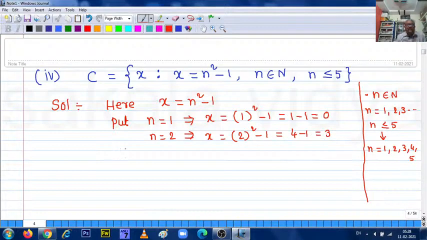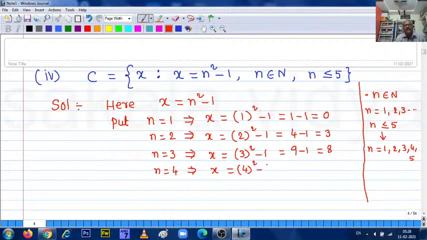Okay. Next, n is equal to 3. x is equal to 3 square minus 1. 9 minus 1 is 8. Next, n is equal to 4. x is equal to 4 square minus 1. 16 minus 1 is 15. Last, n is equal to 5, because only up to 5 we need to take. So x is equal to 5 square minus 1. What is 5 square? 25. 25 minus 1, 24. So these are the elements of the set.